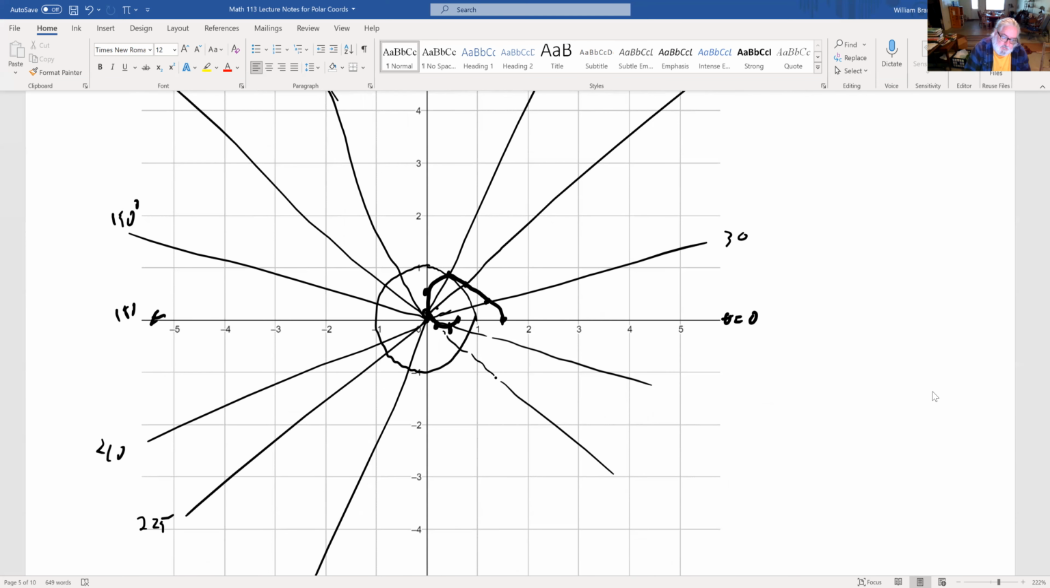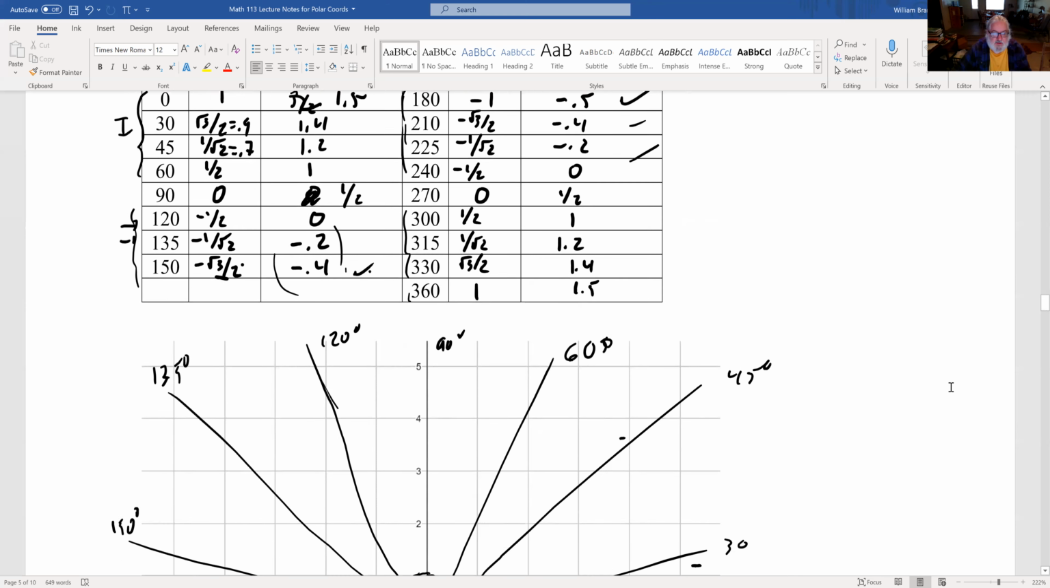So for 210, we're minus 0.4, so this is the positive side. The negative side is in this direction for 210 degrees, so we're about at 0.4. At 225, this is the positive side. The negative side is up here, so we'll be about 0.1. And then when we get to 240, we're back down to 0. So we get this little thing. And then we start climbing back out.